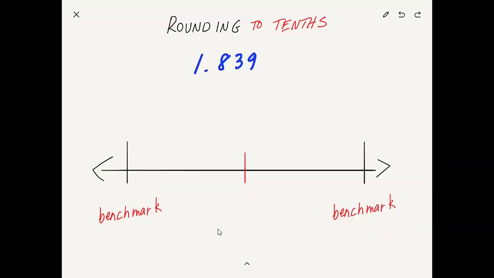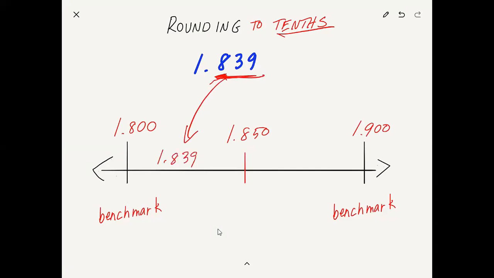All right, let's do another one. We're rounding this one to the tenths. This digit is in the tenths place. So we're going to have 1.800. We're going to have 1.900. The middle is 1.85. And then where does this number go? Well, it's less. It's over here, 1.839. 39 is less than 50. So we're going to round it to the nearer benchmark. So it's going to be 1.800. Now you could just write 1.8, that would work as well, but 1.800 is also acceptable.